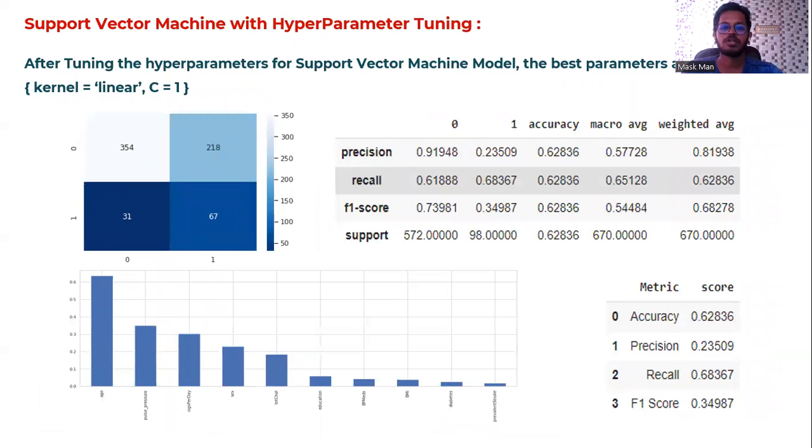Support vector machine with hyperparameter tuning. Here, the best parameters are kernel equal to linear and C equal to 1. And this is the confusion matrix of the test data. And this is the precision, recall, F1 score, support. This is a classification report. And for this model also, age has more feature importance, and it has an F1 score of 34%, recall score of 68% and precision score of 23%.